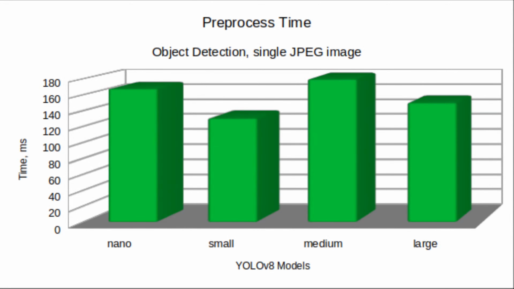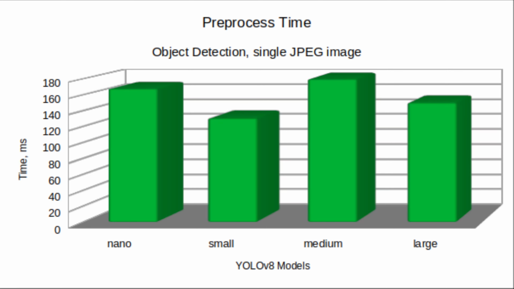Let us review the performance data from a qualitative perspective. Using a single JPEG image file as the input, let us run the object detection exercises with all 4 YOLOv8 models to gain an understanding of the performance. The three basic phases in YOLOv8 object detection are pre-process, inference, and post-process.